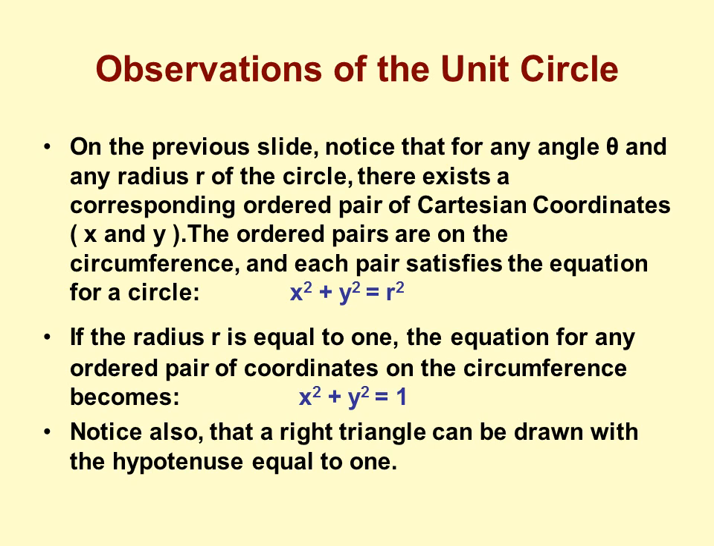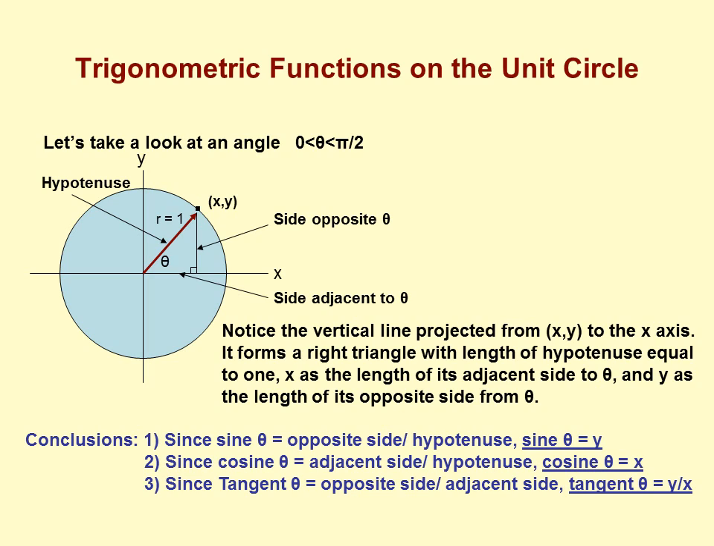So you could draw all of your triangles with the hypotenuse equal to 1. This doesn't matter. It's all a question of proportionality. And obtain trigonometric functions on the unit circle. Take a look at angle theta less than pi over 2. We've already done that. Notice the vertical angle. It forms a right triangle with the length of the hypotenuse equal to 1.